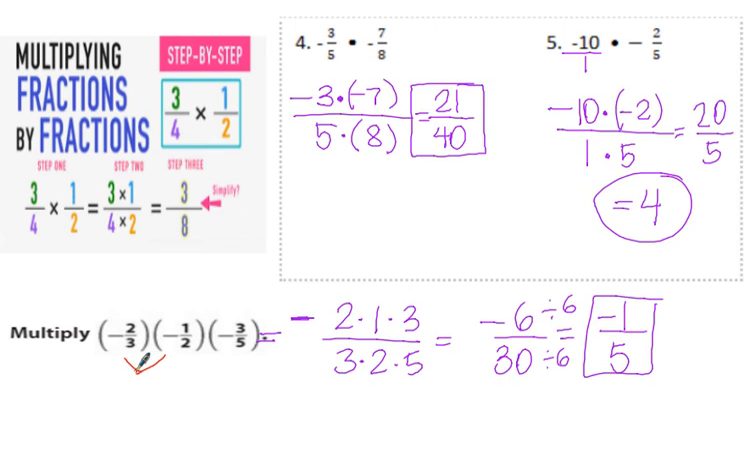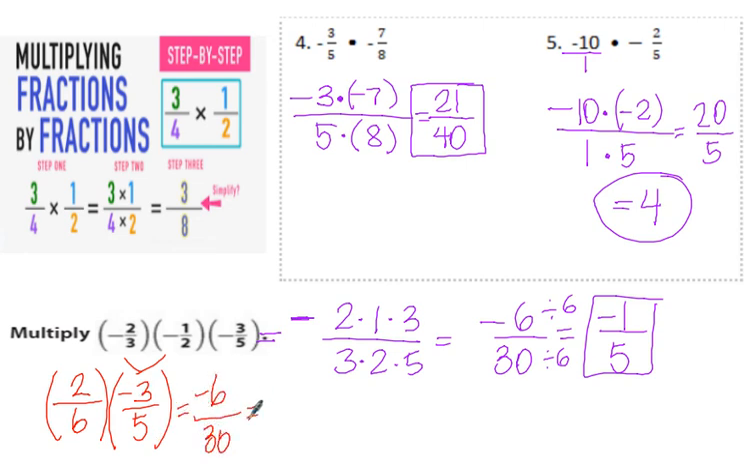Now, another way some people might do this is they might just do 2 at a time and then apply their rules. So 2 times 1 is 2. 3 times 2 is 6. A negative times a negative is a positive. And then they might then multiply by -3/5. So 2 times -3 is -6. 6 times 5 is 30. And again, those divide by 6, so that's a -1/5. So you're going to get the same answer 2 different ways to do the problem, okay?